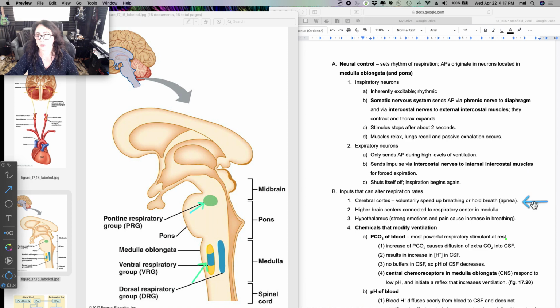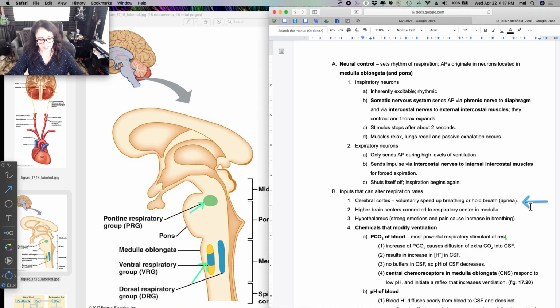What do those do? So the expiratory neurons, they don't fire very often. Like normal tidal breathing, it's just inspiration caused by contraction of the diaphragm and the external intercostals, and then relaxation, which will cause expiration. So the expiratory neurons are not going to fire unless, for instance, you're talking or you're exercising. So they only send action potentials during high levels of ventilation, like I'm doing right now.